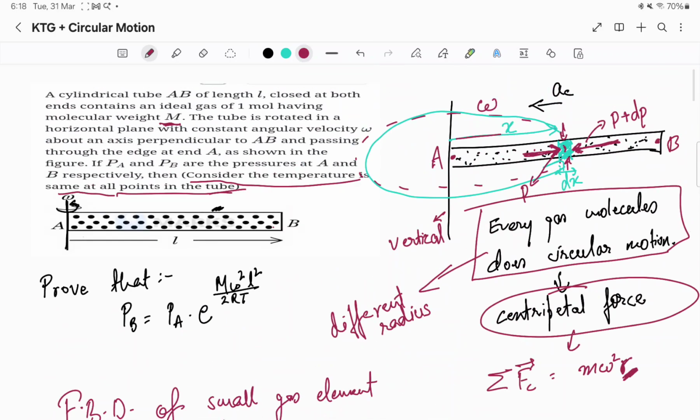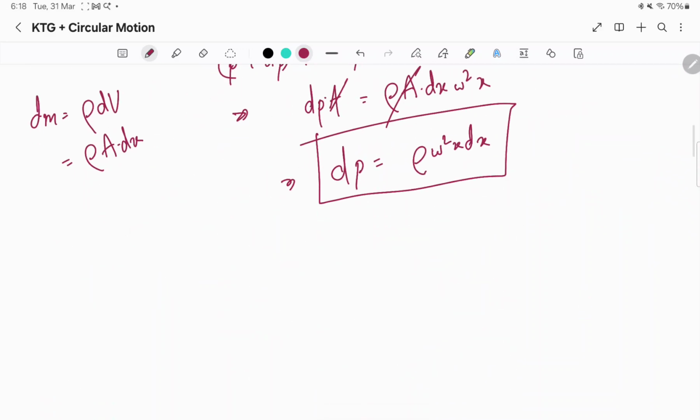Now, if I consider this as an ideal gas and the pressure everywhere is different, that means it is compressible. The ideal gas is compressible, so the density will be different. If the pressure is high somewhere, the density will be higher. If the pressure is low somewhere, the density will be lower. That means here density is variable, this quantity is also variable, and pressure is variable.